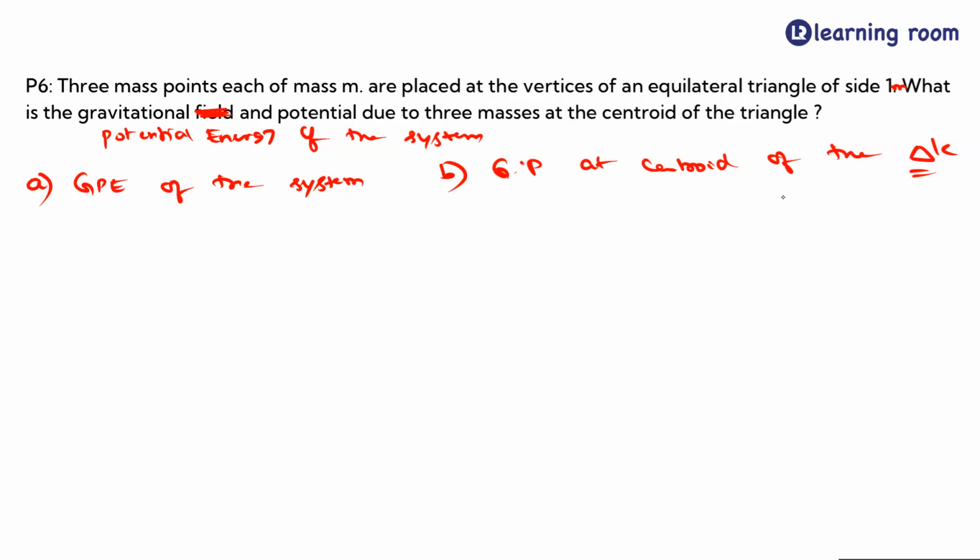See, one point I would like to stress here is whenever they ask you a question based on gravitational potential energy, they need to use the word system. Whenever they ask you only gravitational potential, they will use the word at. Because gravitational potential is defined at a point, gravitational potential energy is defined for a system.